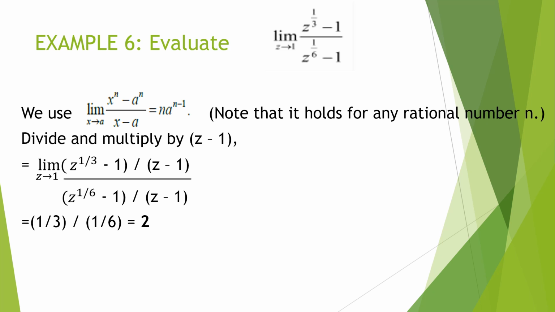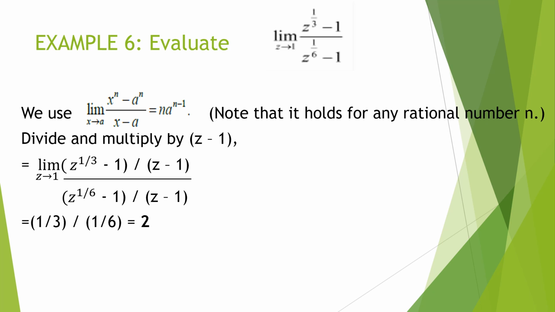Example 6. Evaluate limit z tends to 1, z raised to 1 by 3 minus 1 upon z raised to 1 by 6 minus 1. Now here also we use our result, and in that result, if you remember, I told you that it is not necessary that n is positive only. N can be any rational number, correct? So in this case, you divide and multiply the whole function by z minus 1. So the numerator will become z raised to 1 by 3 minus 1 upon z minus 1, and the denominator z raised to 1 by 6 minus 1 upon z minus 1.